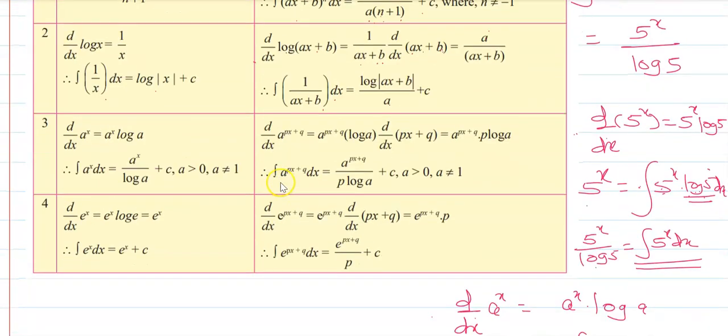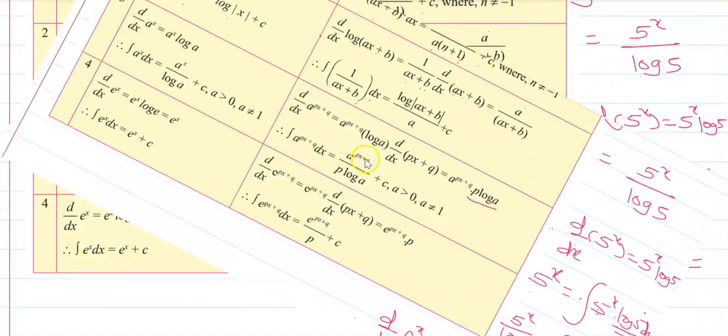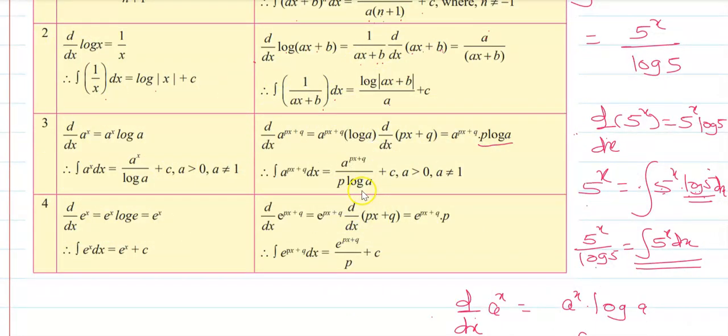Next, similarly, the derivative of a raised to px plus q is a raised to px plus q into log of a into d/dx of px plus q. The derivative of px is p, and of q is 0. So we get p into log of a. It is multiplied, so when it goes to the other side, it gets divided. And hence the integral of a raised to px plus q into dx is equal to a raised to px plus q upon p into log of a, plus c, where a is positive and a is not equal to 1.